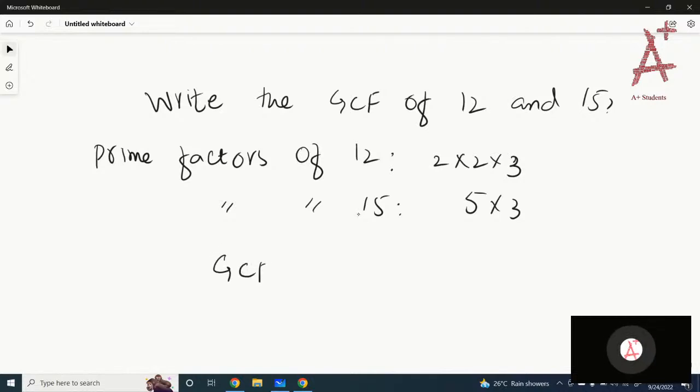So the GCF is, yes, it is 3. The GCF is 3. So the GCF of 12 and 15 is 3. Got it? Select the correct option and click on the OK button.